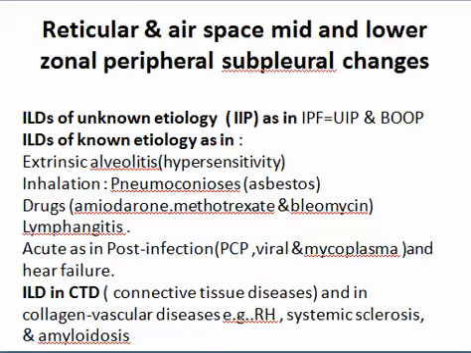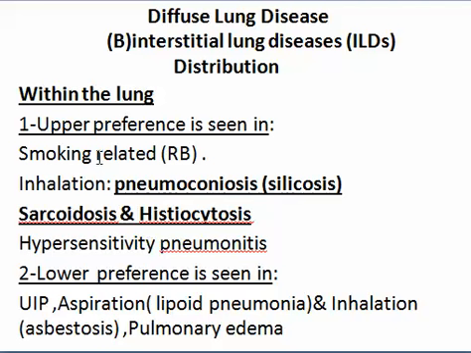Another review, the reticular airspace at the mid and lower zonal, peripheral, subpleural changes that you have now combined two things. We combined being peripheral and we combined being basal. So mid and lower zonal, peripheral, subpleural changes, as we said, UIP and BOOP. Here we cannot include RB, smoking related, pneumoconiosis, histiocytosis, sarcoidosis, because all of these are upper lobar, and we are now talking about lower lobar, like inhalation, asbestos, pulmonary edema, UIP, etc.